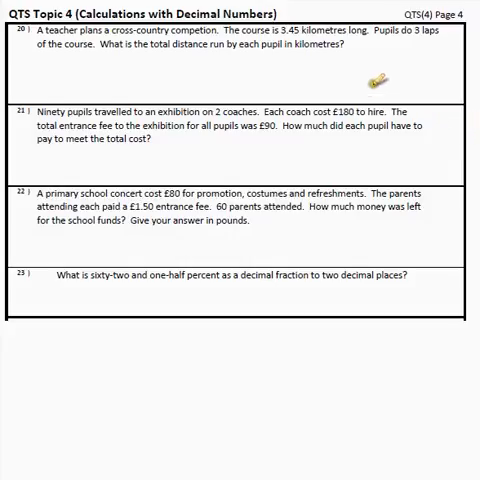Now, as with QTS, you know that your questions are going to be word problems. So we've learned now how to do all the calculations with decimals. Now you have to read these questions. Decide what sum you have to do. Am I timesing, dividing, adding or subtracting? Decide what you want to do, and then you need to apply what you've just learned. So pause the video and try to do this.